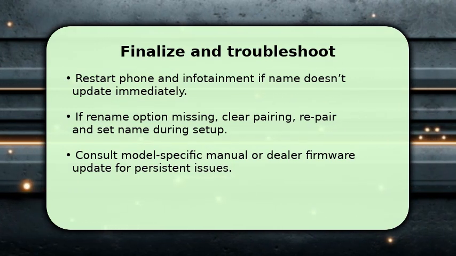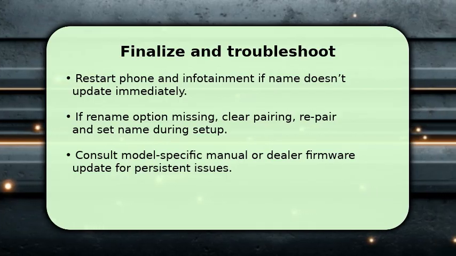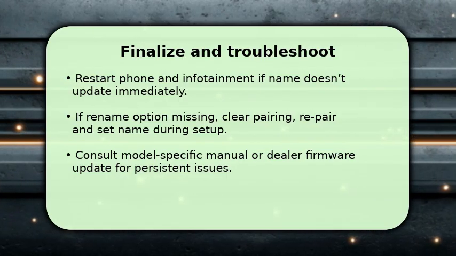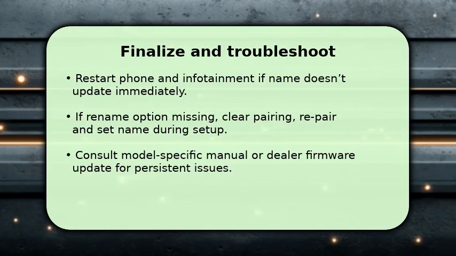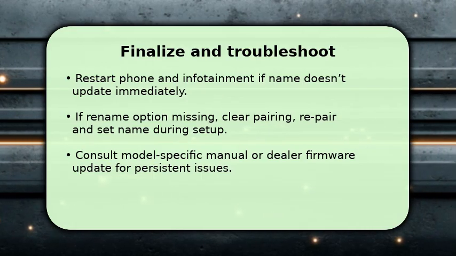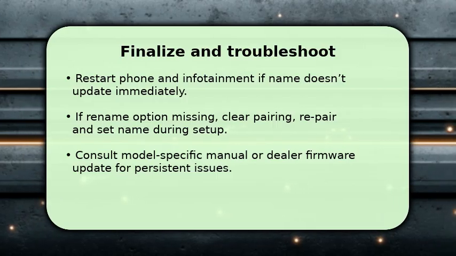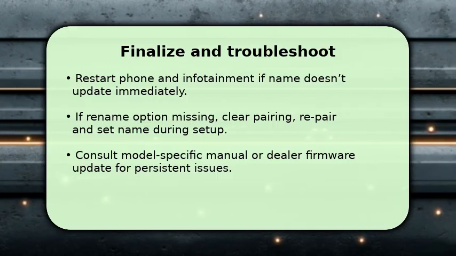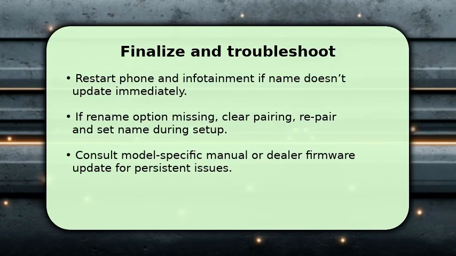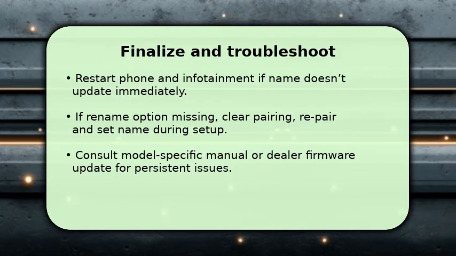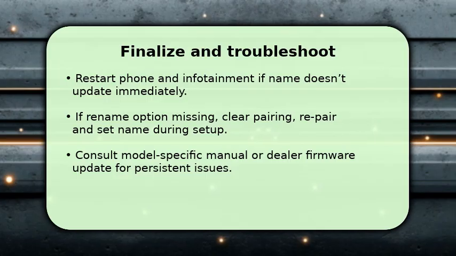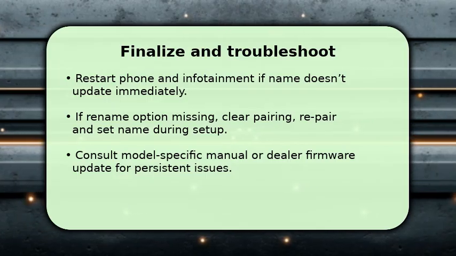If the name doesn't update, restart both the phone and the infotainment system. This forces a refresh. If you still can't rename because the option is locked, unpair the device, delete it from both sides, then repair and rename during setup. Make sure to check for infotainment software updates if problems persist. Firmware fixes often restore full Bluetooth naming controls.